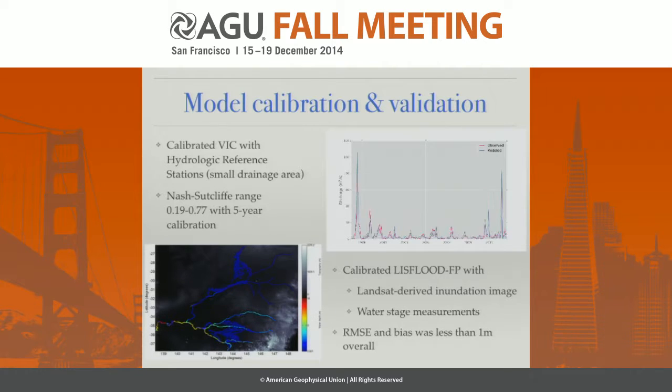At the bottom there, you can see the results from the calibration of the LISFLOOD model against a Landsat-derived inundation image and a water stage measurement. So here you can see an actual image of the water depths. And the RMSE and the bias were less than a meter overall, which is about the accuracy of the actual DEM that we used, which is SRTM in this case.